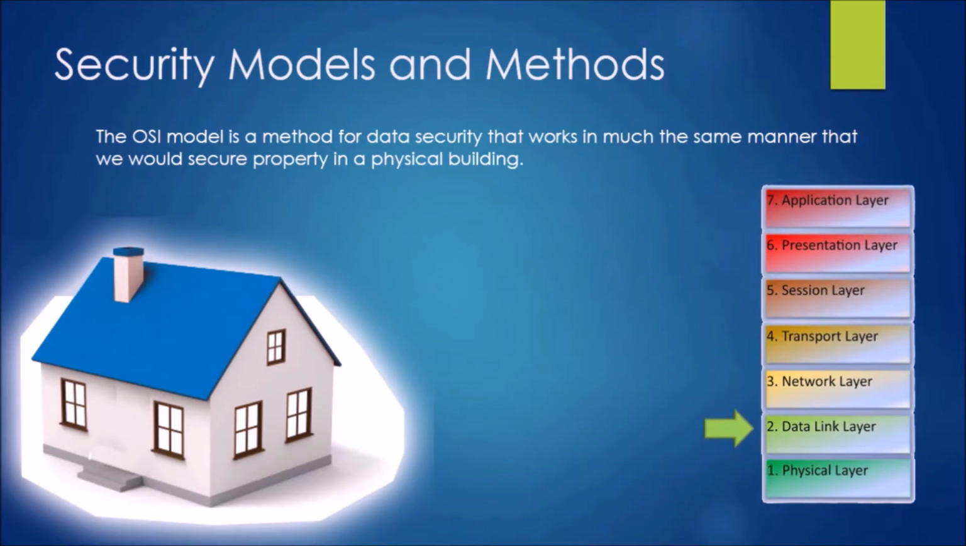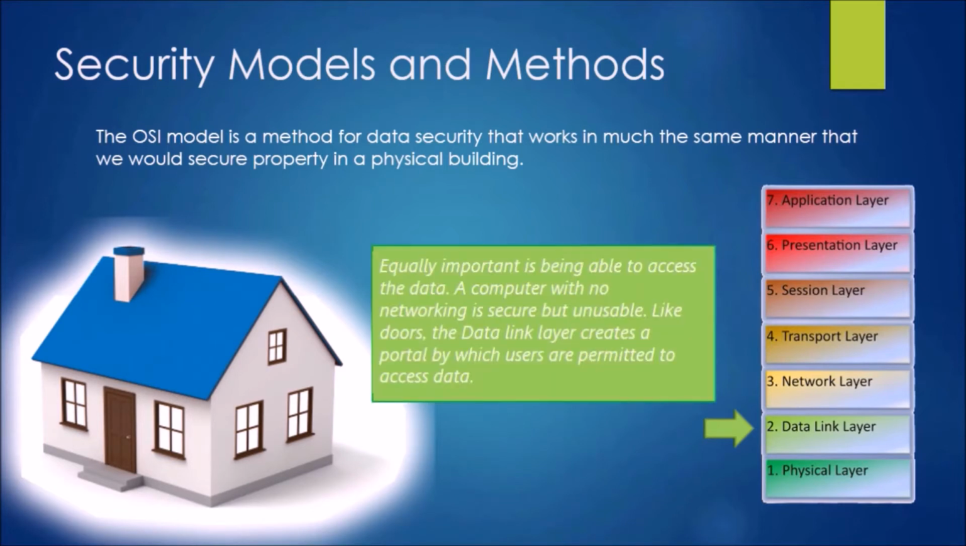But there's one problem. We have no way in and out of the house. We need a door. That's why we introduced the data link layer. The data link layer becomes our single point of entry in and out of the house, which makes it easier for us to secure the traffic that's coming in.